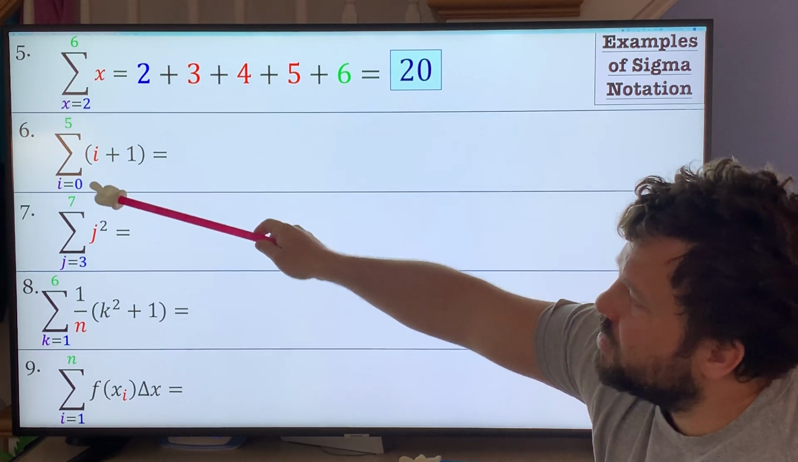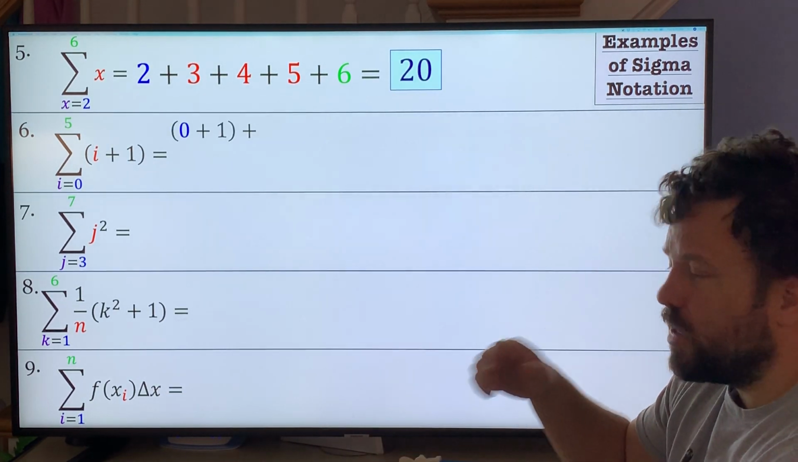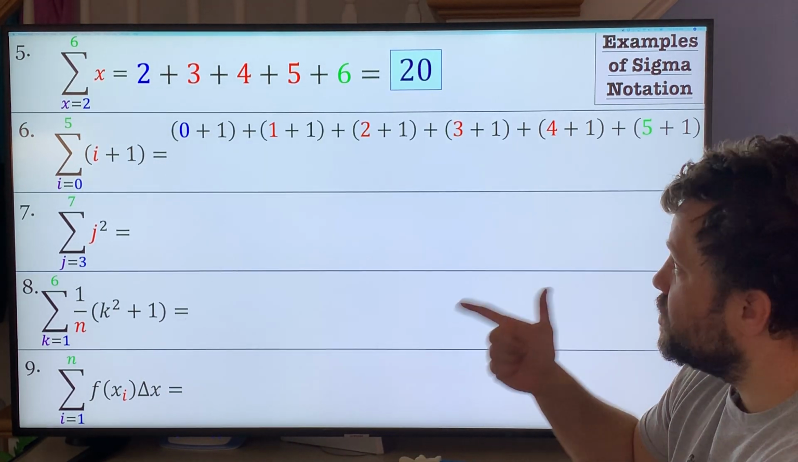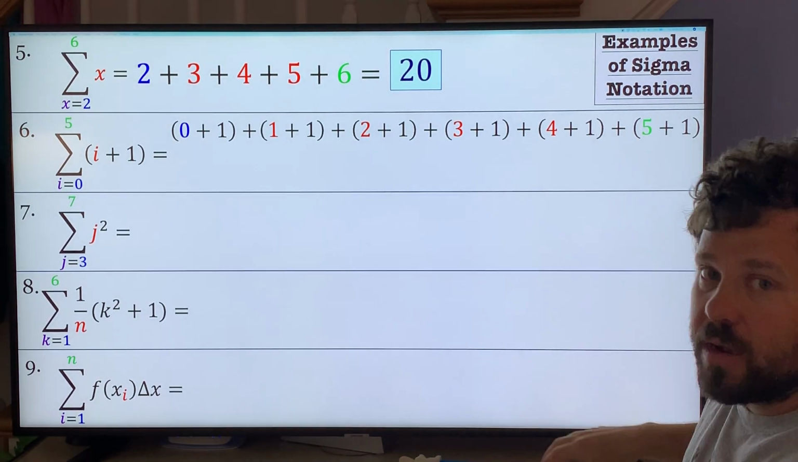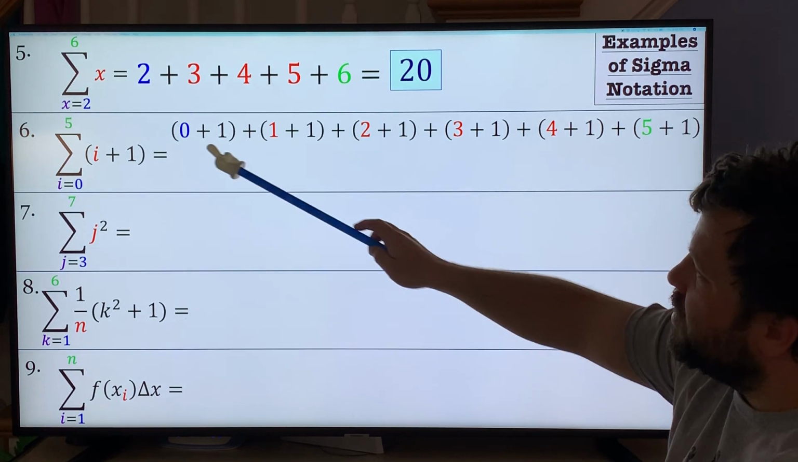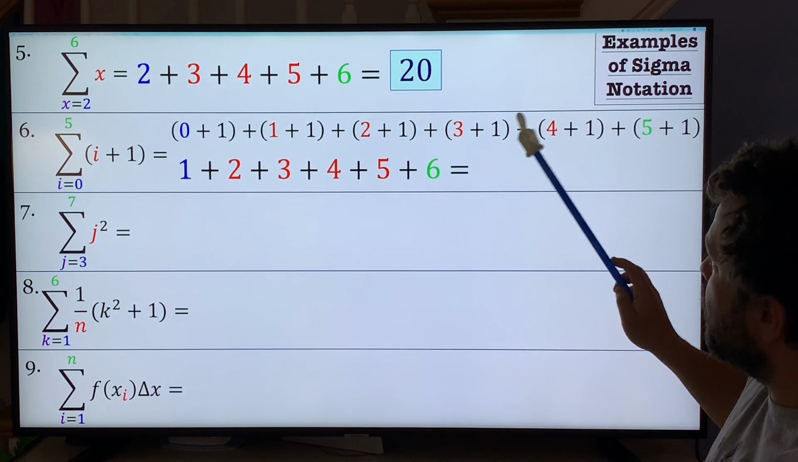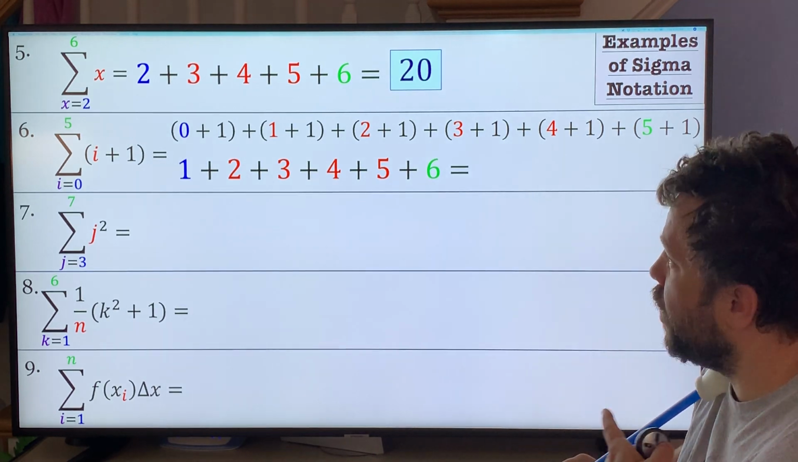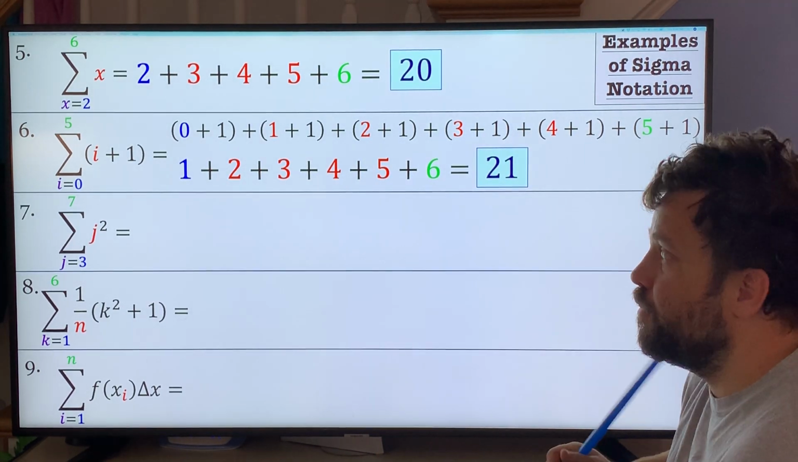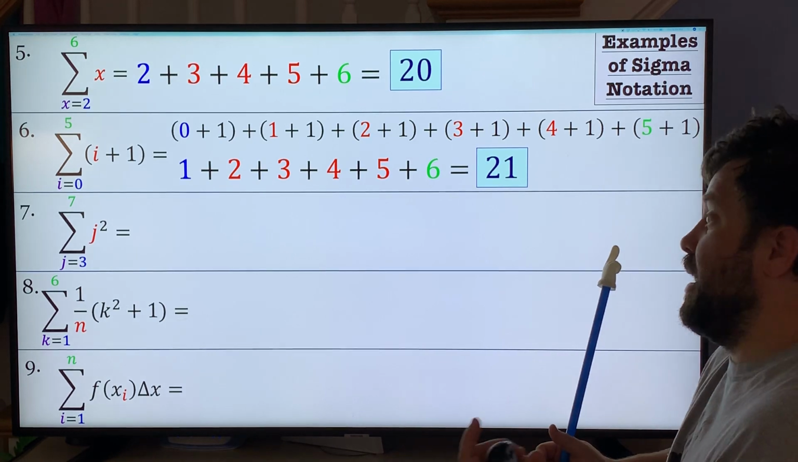This one you start with the 0. So 0 plus 1, 1 plus 1, 2 plus 1, 3 plus 1, 4 plus 1, all the way to 5 plus 1. All right, and you don't have to write this all out if you don't want. But this is 1, 2, 3, 4, 5, and 6. You're adding them all together, and the answer, as we did before, is 21. Pretty easy, right? I think so.